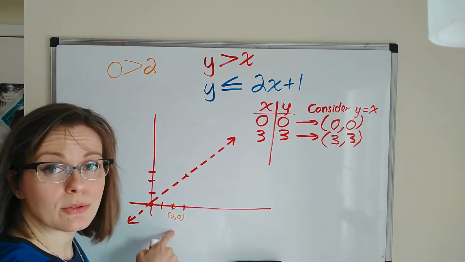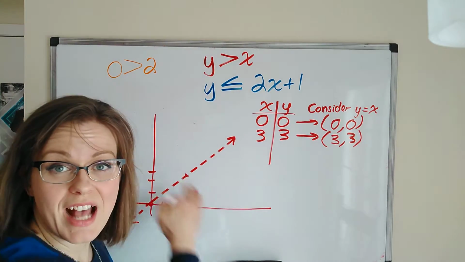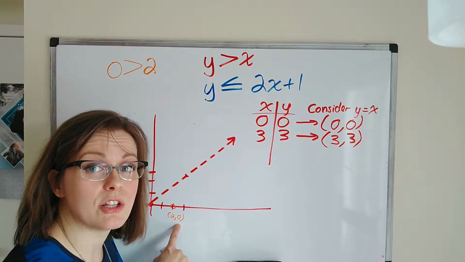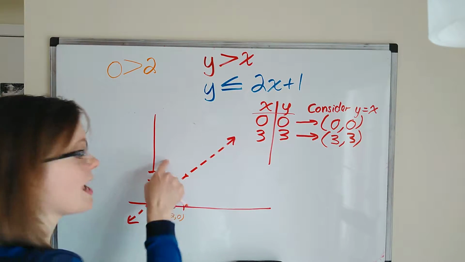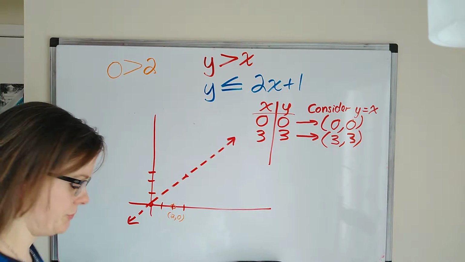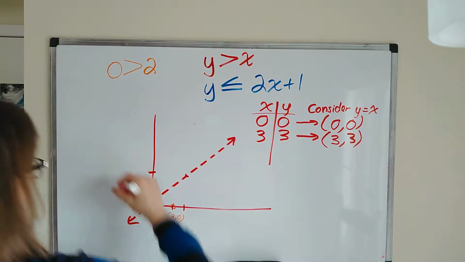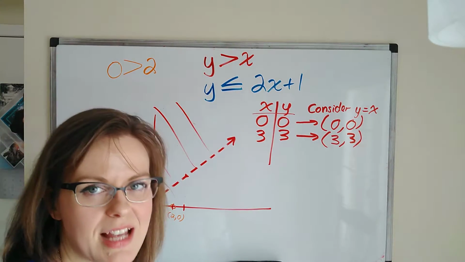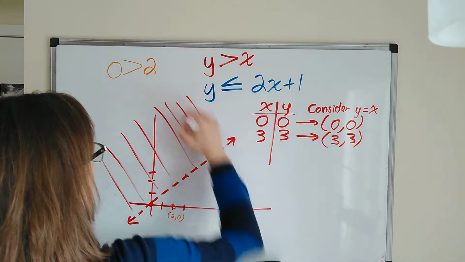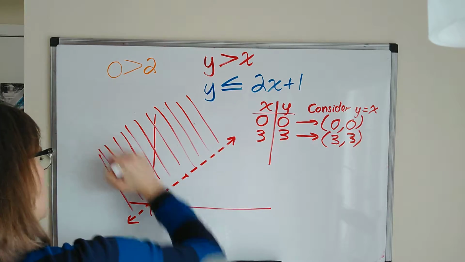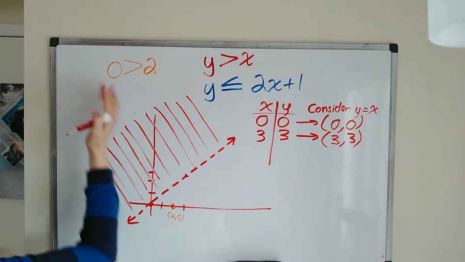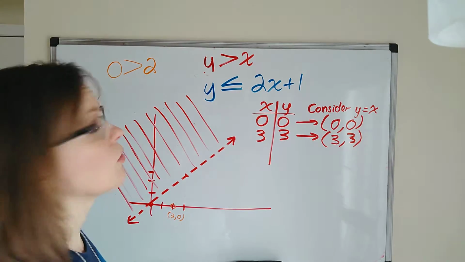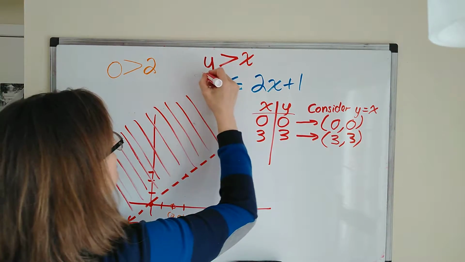That is not true. So I know that whichever side of the line I shade, I better not pick up that point in my solution set. In other words, I'm going to shade over here. And this is similar to the last video. That's how we shaded before. Okay, so now I have graphed the solution to the linear inequality y is greater than x.